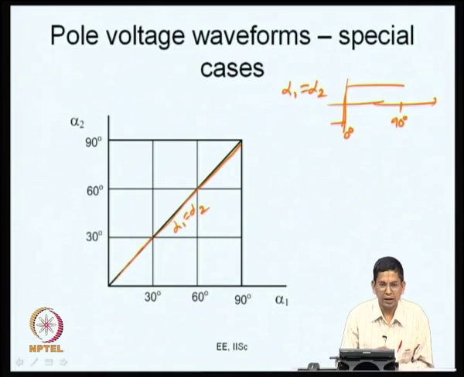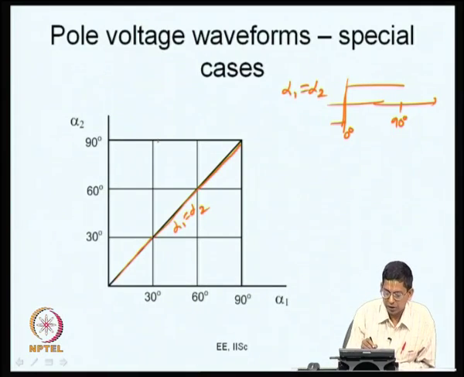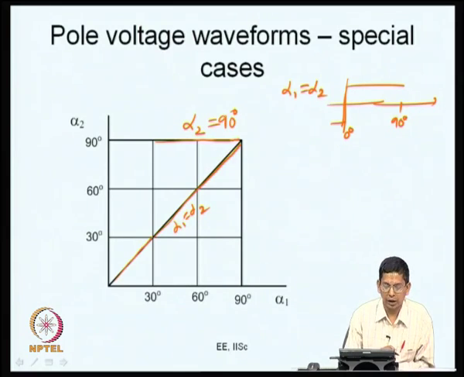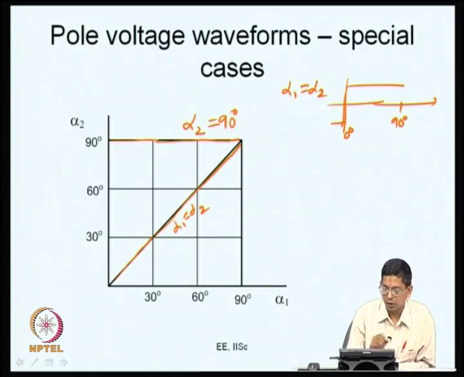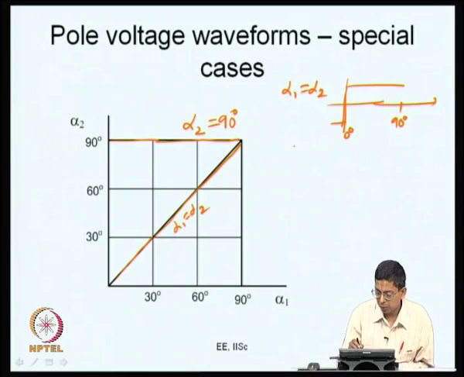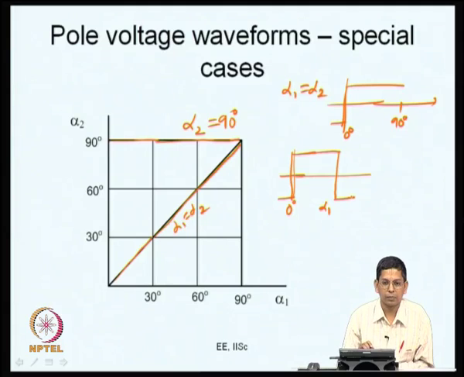The other special cases that we have are, let us look at the line alpha 2 is equal to 90 degrees. What do we mean by this? You have a PWM waveform. It switches from low to high at 0 degree. It switches down at alpha 1, but its alpha 2 is at 90 degrees.